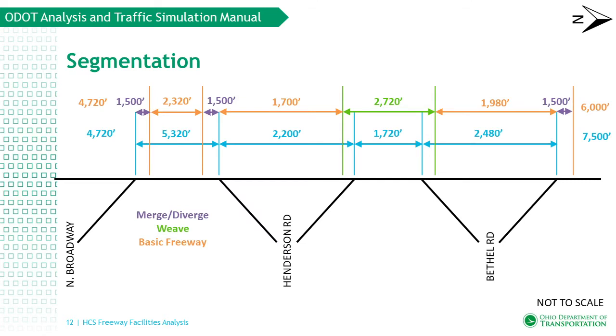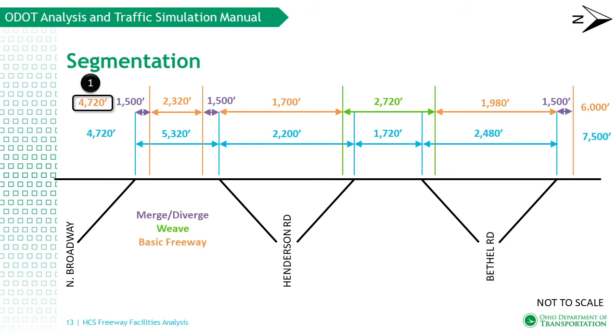To account for the influence areas, the merge, diverge, and weaving areas must be identified. The merge and diverge sections are indicated in purple on this figure. There is a merge section at the North Broadway on-ramp and the Bethel Road on-ramp. There is a diverge section at the Henderson Road off-ramp. All of these sections are 1,500 feet. There is a weave section between the Henderson Road on-ramp and Bethel Road off-ramp. The influence area for each side of the weave area is 500 feet.